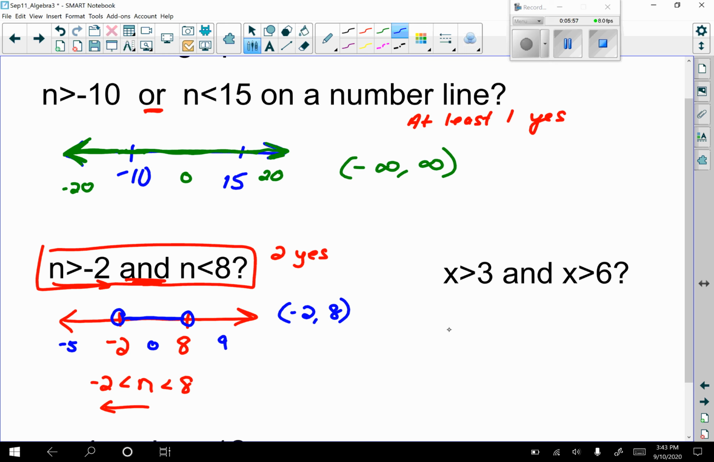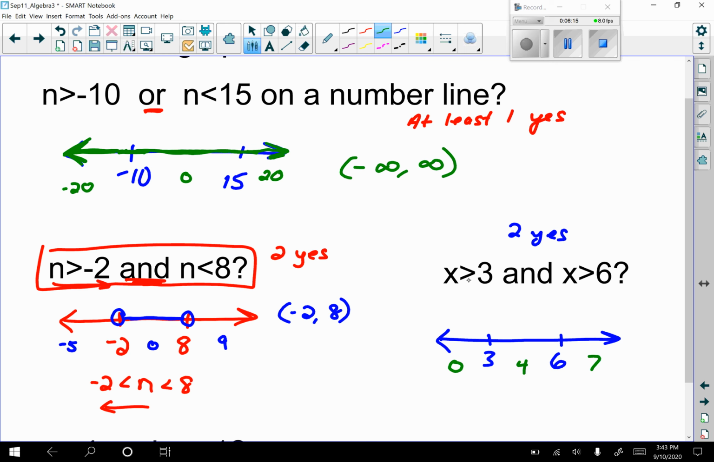x is greater than 3 and x is greater than 6. So my 2 special numbers are 3 and 6. Let's again just go through the yes-no test. Again, I want to get 2 yes answers. So I'm going to pick a 0, a 4, and a 7.